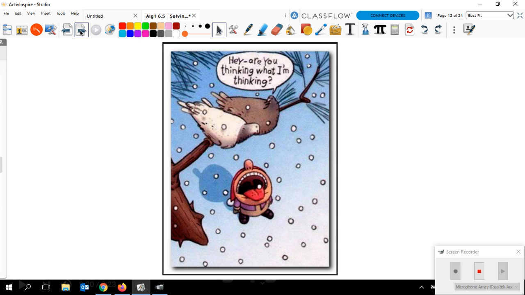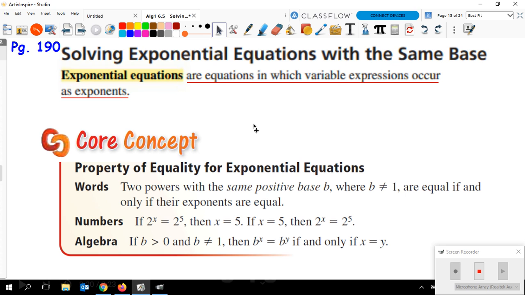All right, well, let's go on to looking at page 190 there in your journal book. This is where it says exponential equations. What should you write there for the vocabulary? I underline what you should write. Exponential equations are equations in which variable expressions occur as exponents. So the variable expression that we typically are solving for is now going to be in the exponent position.